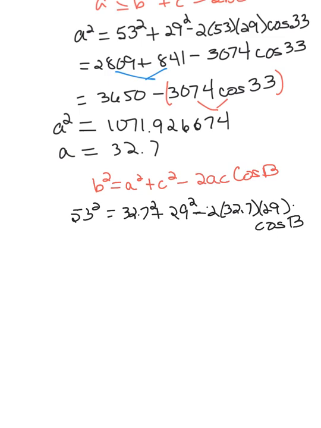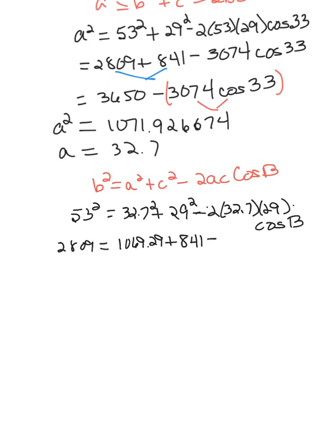Well, 53 squared is 2809. 32.7 squared is 1069.29. 29 squared is 841.